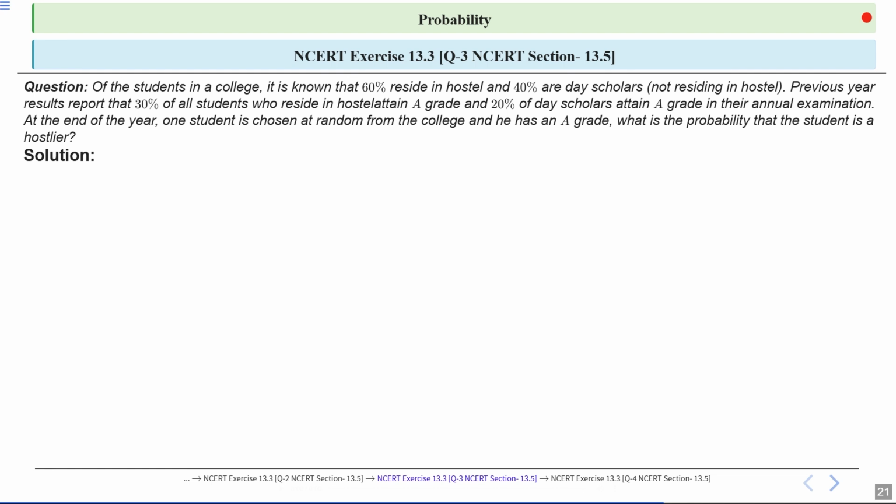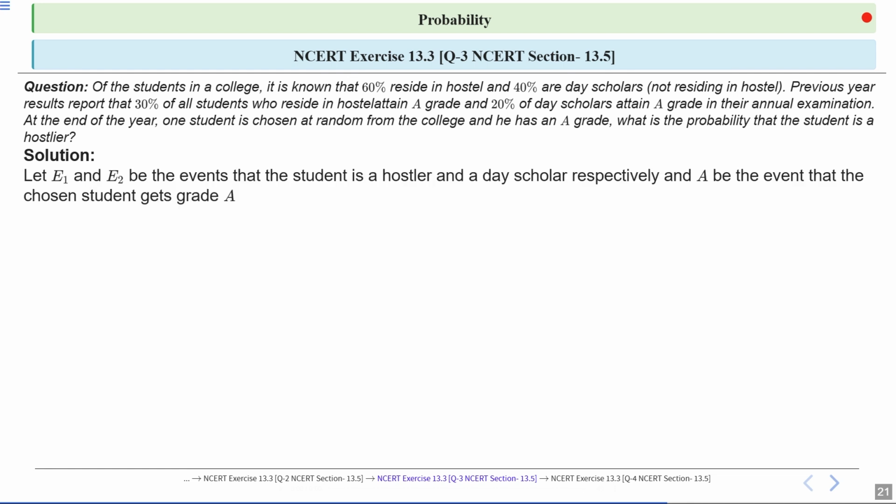So let's start the solution step by step. First, let E1 and E2 be the events that the student is a hosteler and a day scholar respectively, and A be the event that the chosen student gets grade A. Therefore, probability of E1 equals 60% equals 60 divided by 100 equals 0.6, and probability of E2 equals 40%, and this is equal to 40 by 100 equals 0.4.